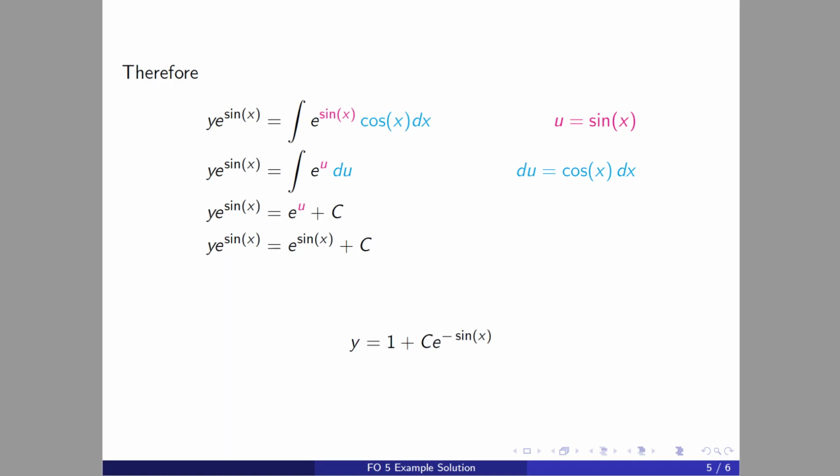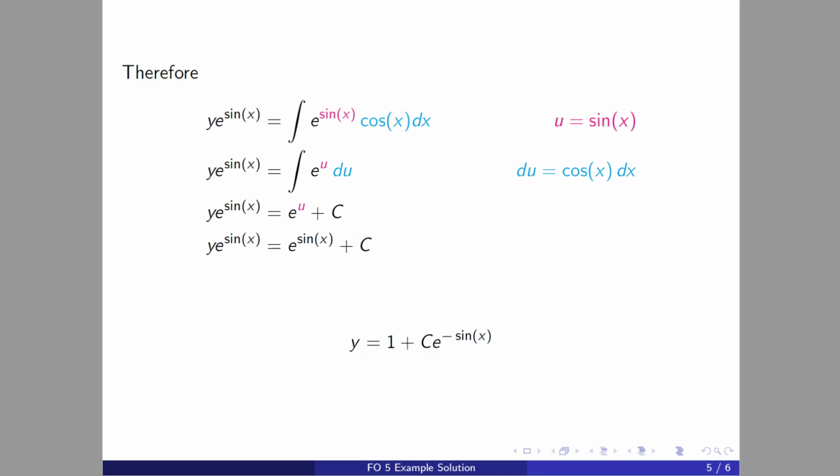Okay, now we can divide out by e to the sine of x to isolate y. You will always be able to isolate y in the linear problems. It's always just multiplied by a function of x that you divide through by. So e to the sine x divided by e to the sine x is 1, and c divided by e to the sine x is c times e to the negative sine of x. This is the general solution.